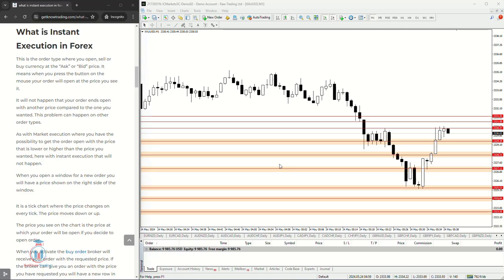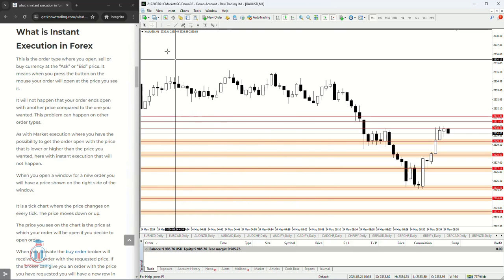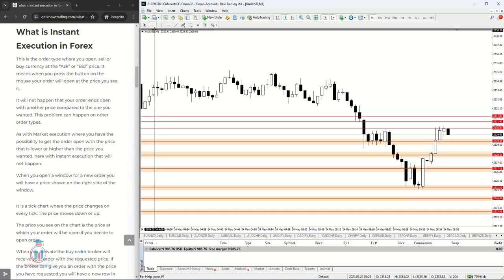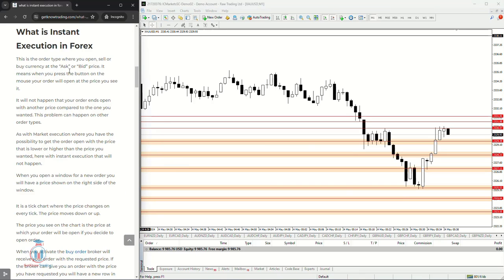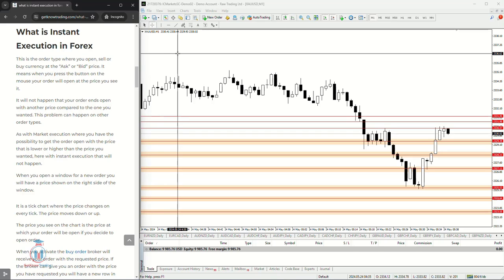What is instant execution in Forex? Here on the screen, on the right side, you can see the chart of gold against US dollar on a 1 minute time frame, and on the left side you have an article I have written on my blog, what is instant execution in Forex.